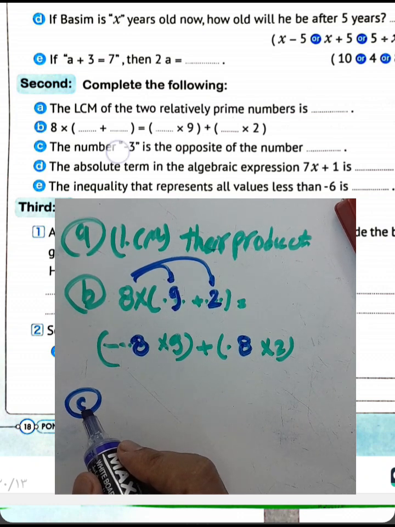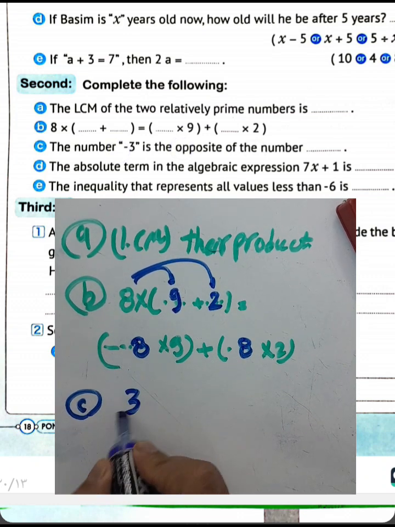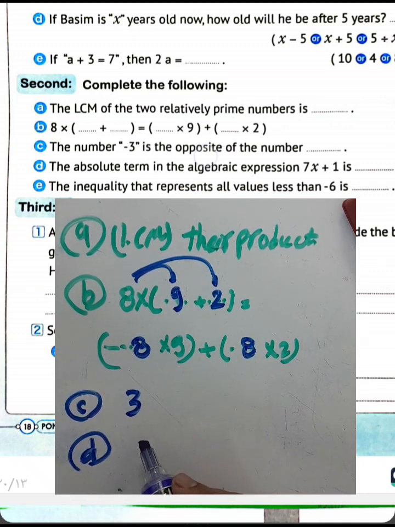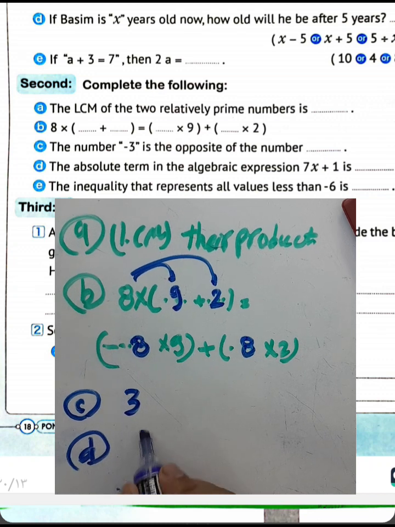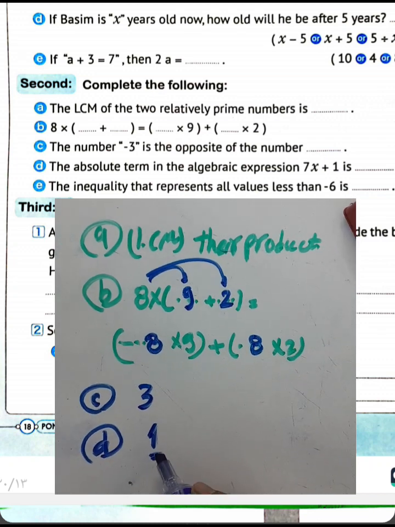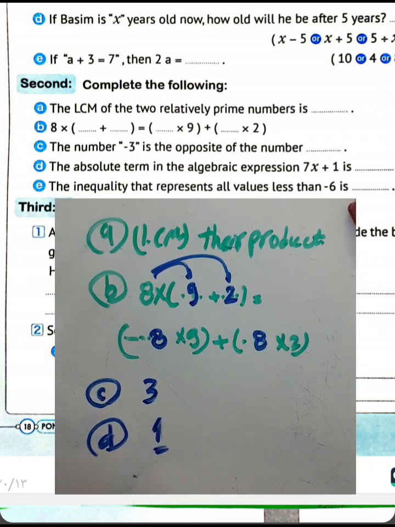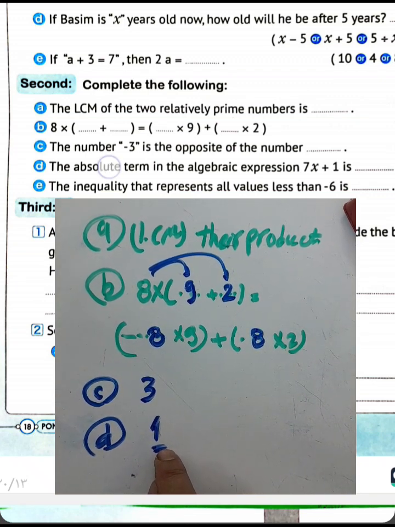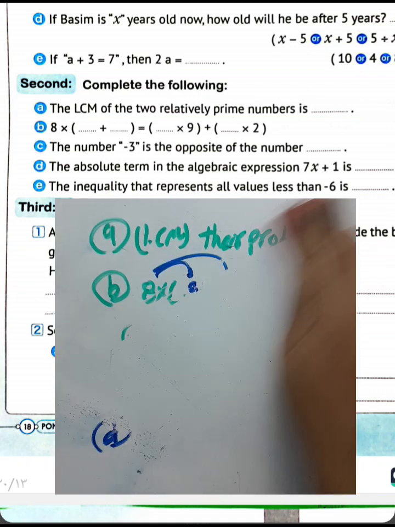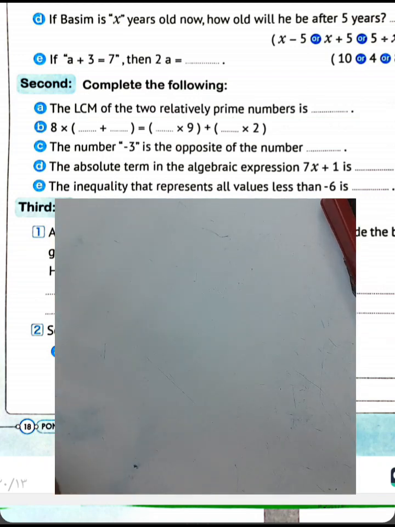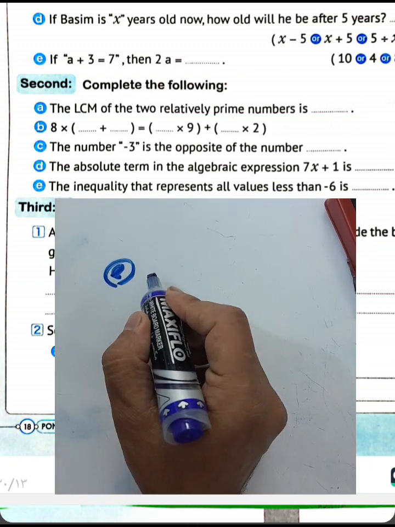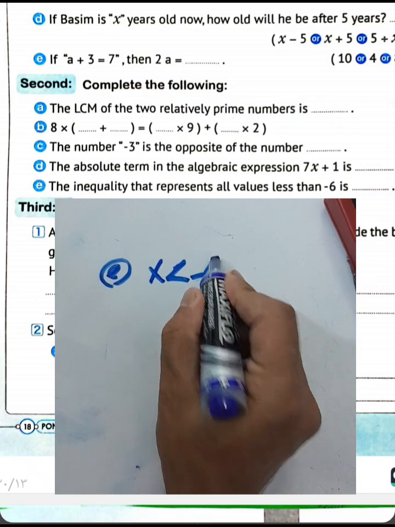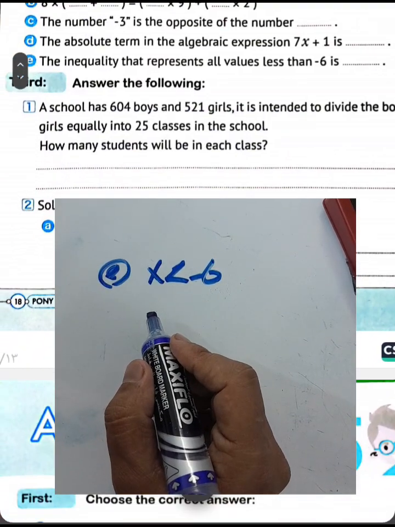Letter C. The number -3 is the opposite of the number 3. Letter D. The absolute term in the algebraic expression 7x plus 1 will be 1. 1 here we call it the constant, or we call it what? Absolute term. Absolute term means constant. Okay, letter E. The inequality that represents all values less than -6 will be x less than -6.